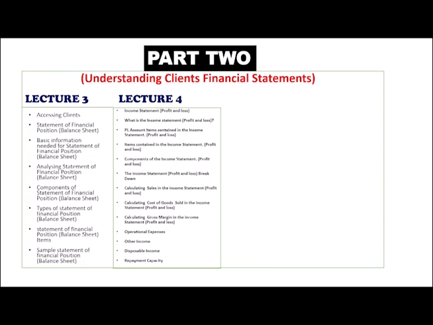What is the income statement, profit and loss? PL account items contained in the income statement, profit and loss. Items contained in the income statement, components of the income statement, profit and loss breakdown, calculating sales in the income statement, calculating cost of goods sold in the income statement, calculating gross margin in the income statement, operational expenses, other income, disposable income, repayment capacity.